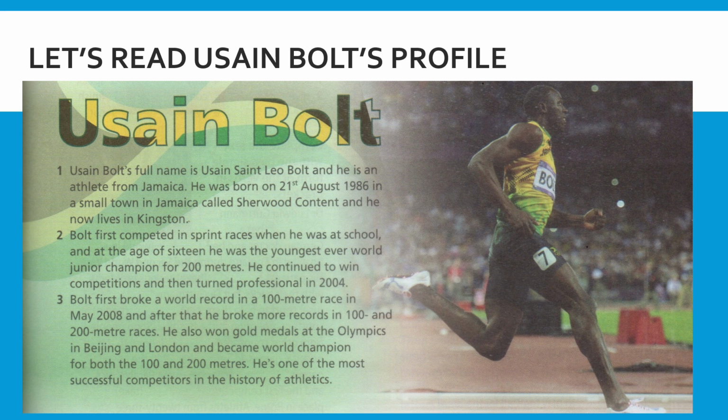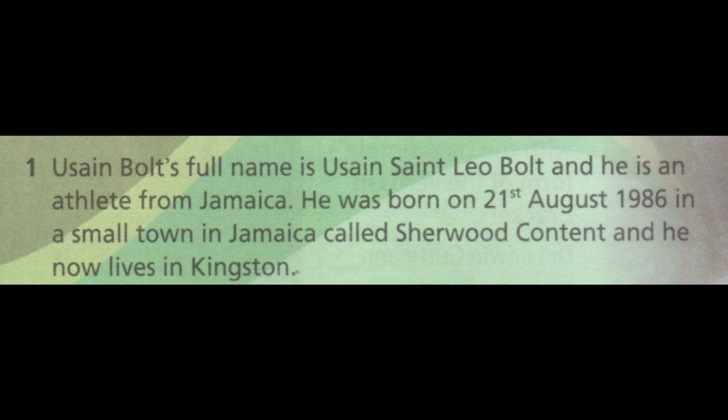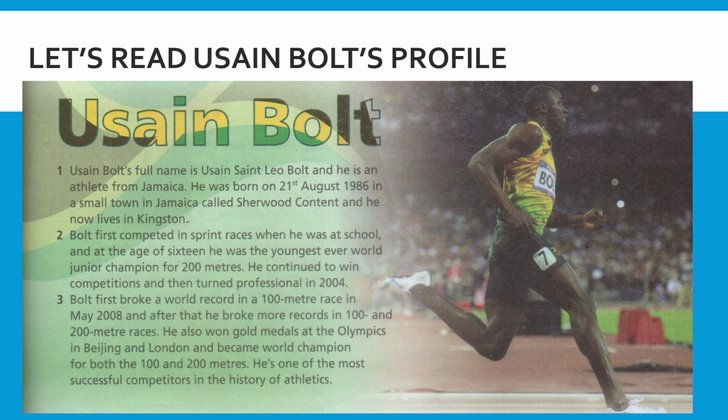Let's focus on paragraph 1. Usain Bolt's full name is Usain Saint Leo Bolt and he's an athlete from Jamaica. He was born on 21st of August 1986 in a small town in Jamaica called Sherwood-Contan and he now lives in Kingston.